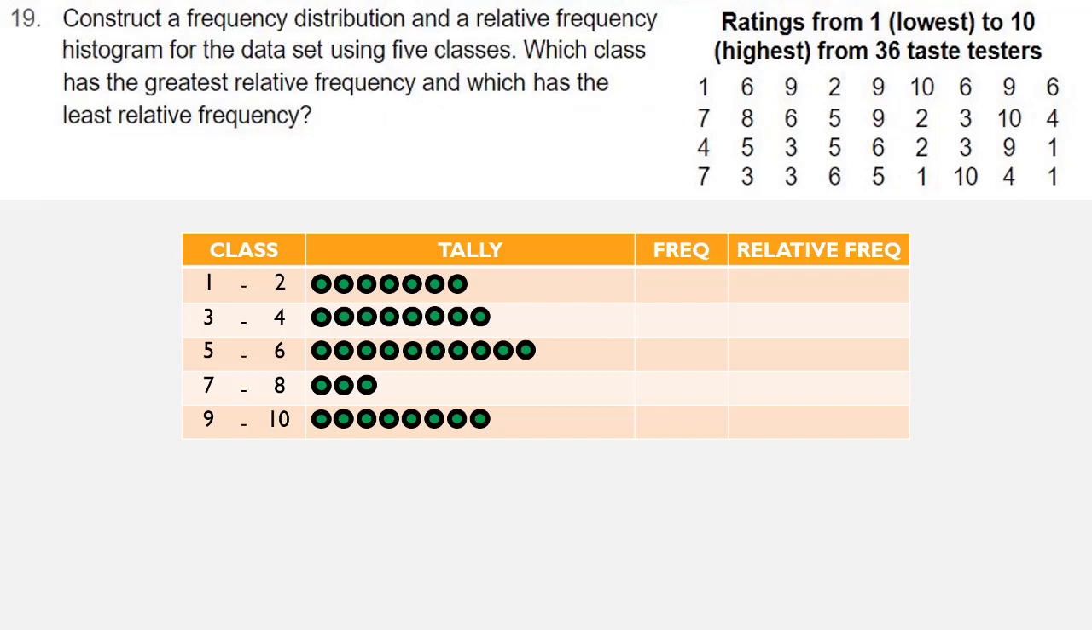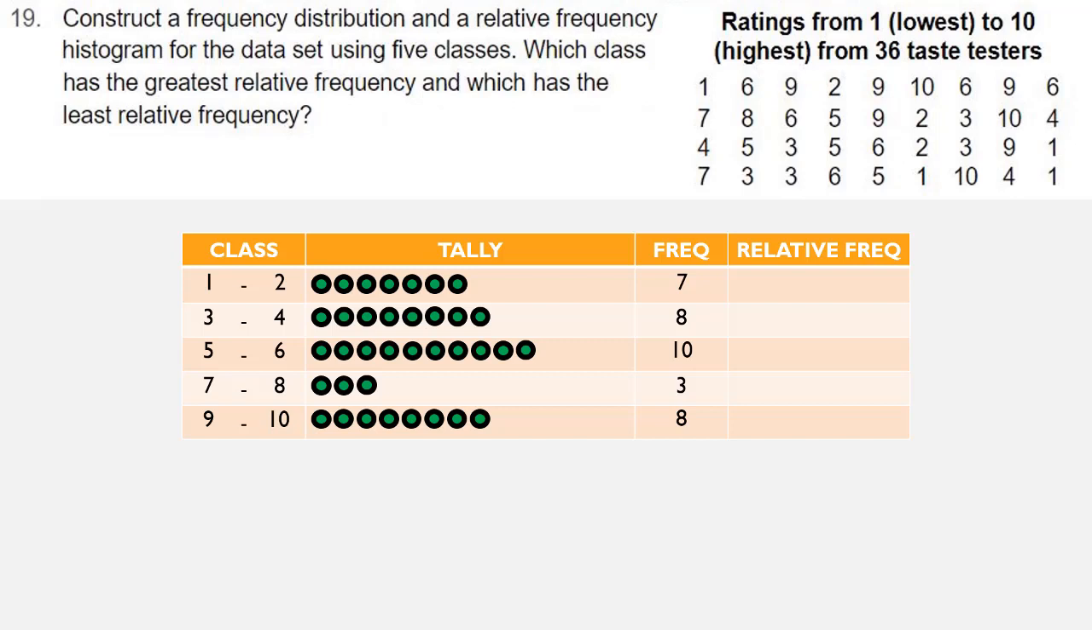Now that we've put all of our data values into the tally columns, we can define our frequency. We have 7 marks in the first class, 8 for the second class, 10 for the third class, 3 for the fourth class, and 8 for the fifth class. So now we have all of our frequencies. It's a good idea to add those numbers up to make sure they add up to our total of 36. 7 and 8 is 15, plus 10 is 25, plus 3 is 28, plus 8 is 36. So we do have all of our data values represented here.